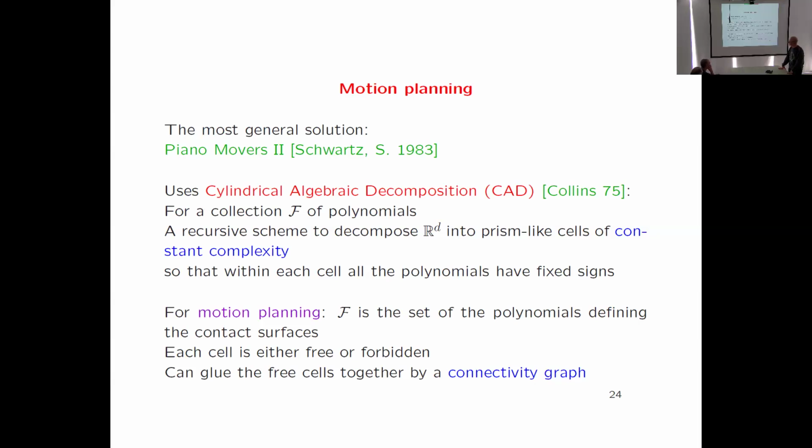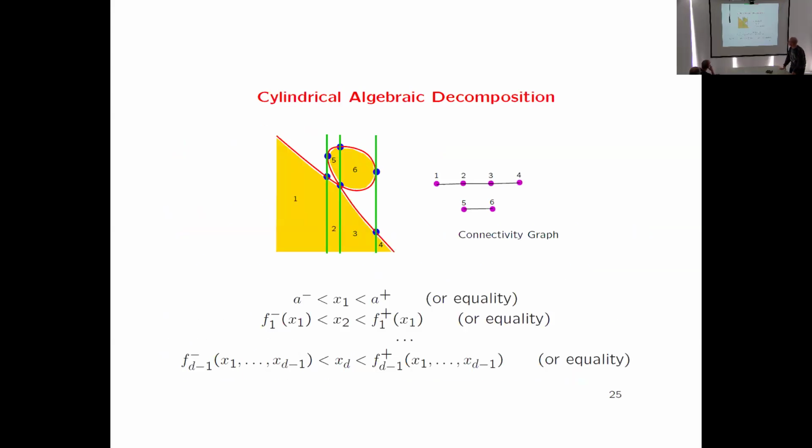So yeah, each such cell, and if the polynomials are those that define the contact surfaces, then each cell is either fully free, you don't cross any contact surface within the cell, or it's fully forbidden for the same reason. You compute the free cells, you connect them somehow, and you get a representation of free space, which is what you want. Here is an illustration. The yellow would be the free space.